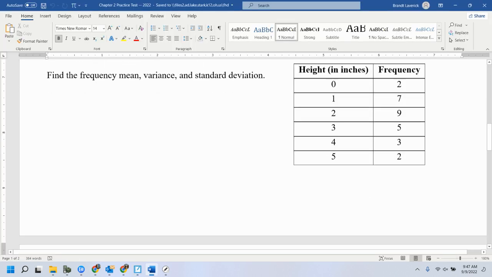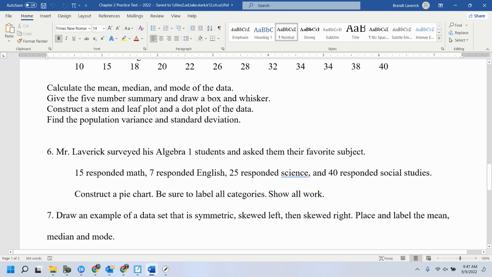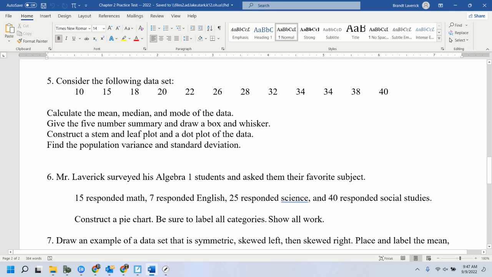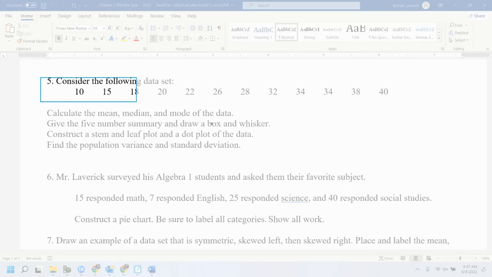Take a look at the next one here. Number 5, 5C.